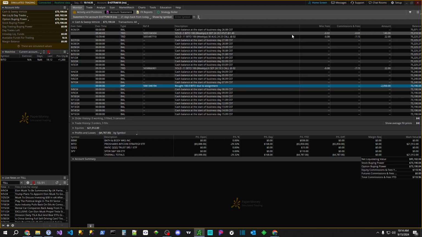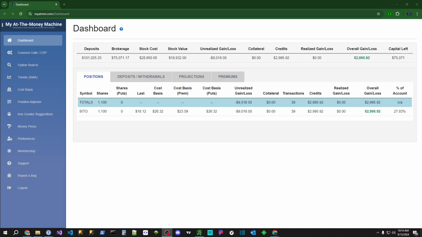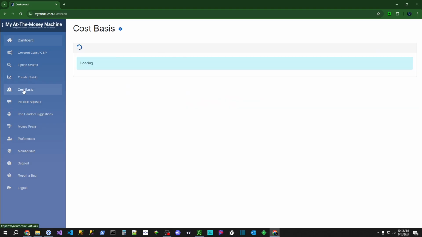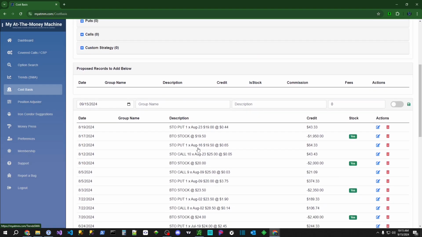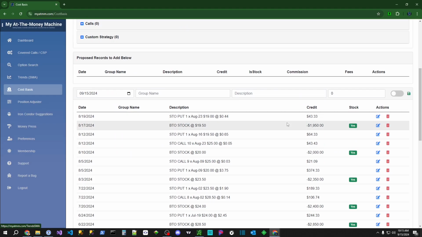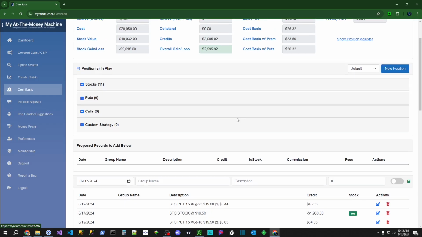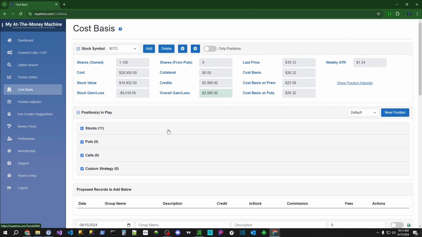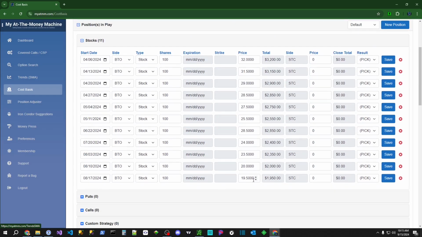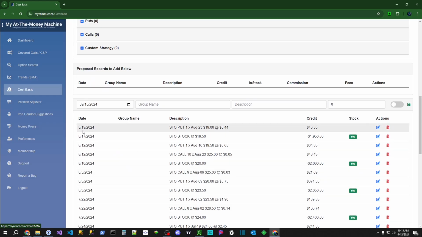Anyway, let's jump over to the web application real quick to see where we're coming from. Here we are logged into the web application, myatmm.com. We need to jump over to the cost basis screen for BITO to see the transaction history of what we had recently done here. So the last positions, okay, we don't have any positions here, but the last stock purchase was for 1950. So let's go back in time to see when that, well, actually we can look at the transaction date. So August 19th was the last time we had anything tracked.